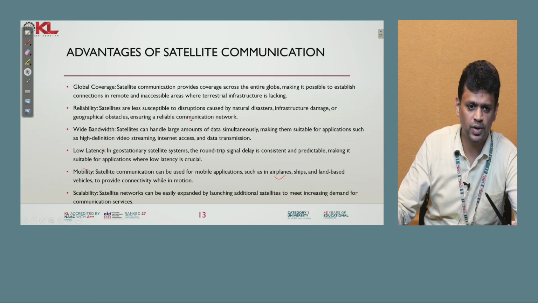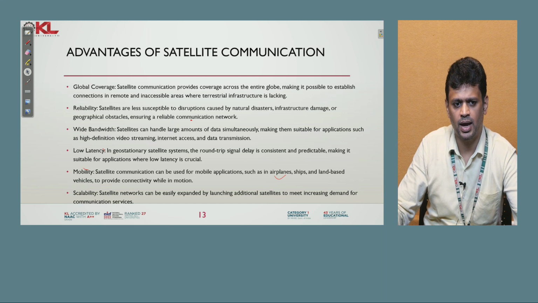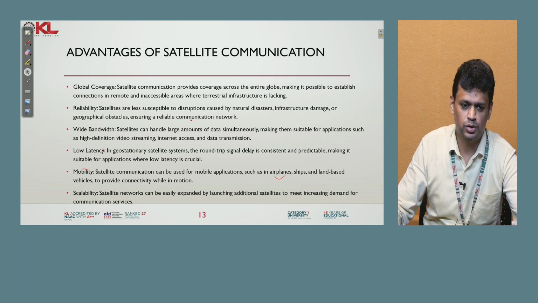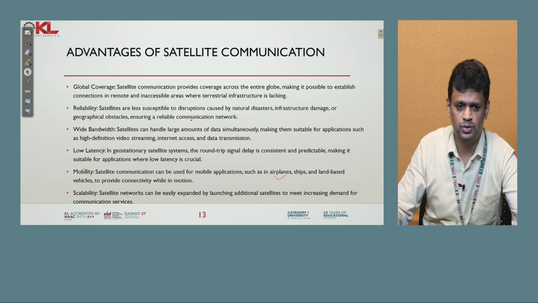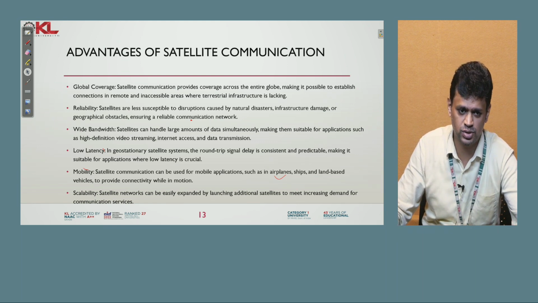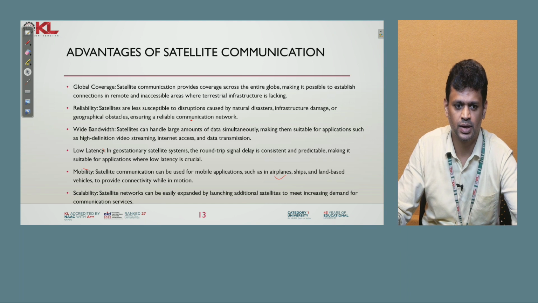Mobility means you can move around without any problem, and while you are moving around there will be no issue, because satellite communication can be used for mobile applications. So like in fixed landline, what happens, you have to be at a particular place, but if you are using satellite communication, you can move around.